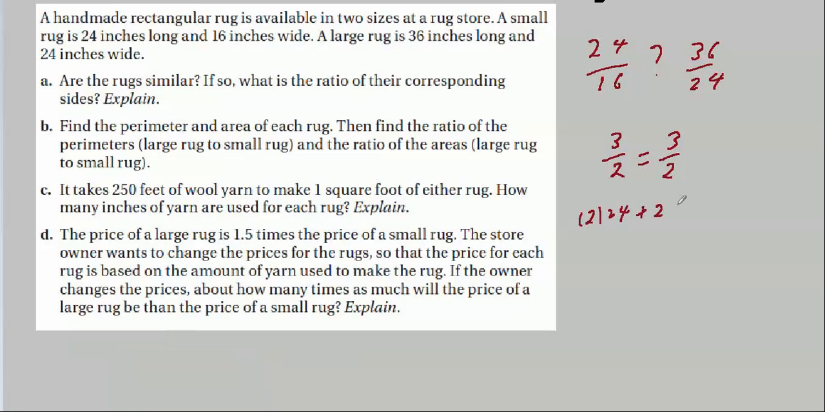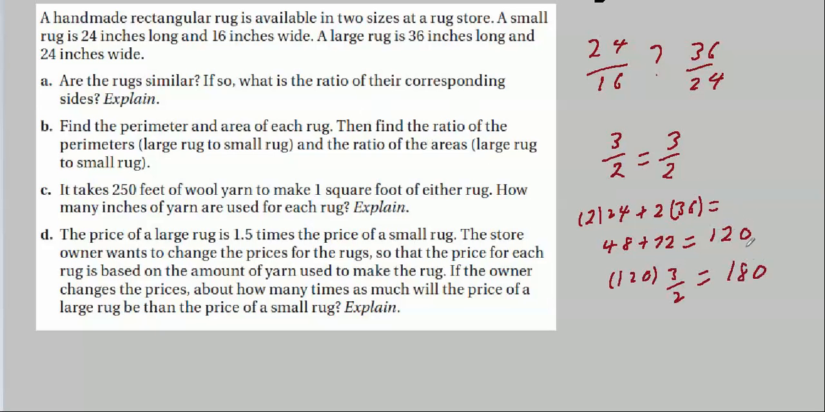Plus 2 times 36. So if we perform those calculations with the small rug, we get 2 times 24 plus 2 times 36, which is 120. Now, the big rug, we could use what we already know and multiply this by 3/2. That's going to be 180.